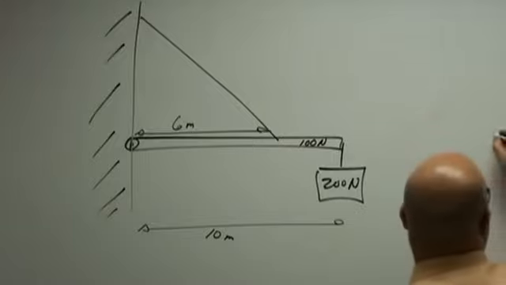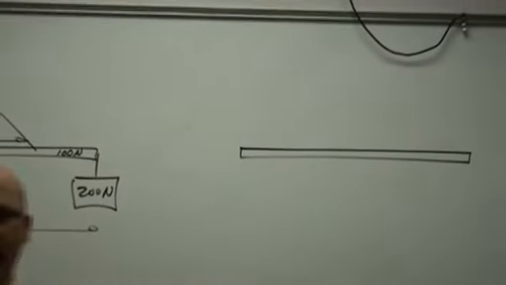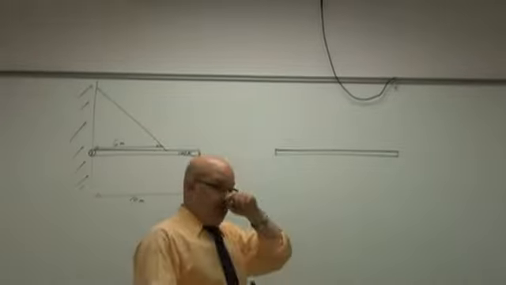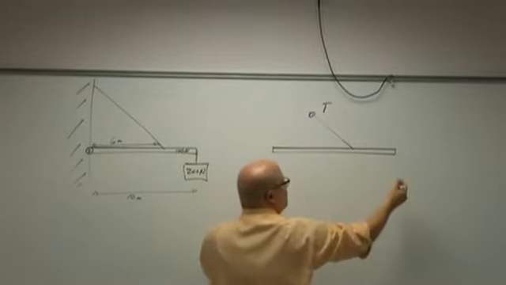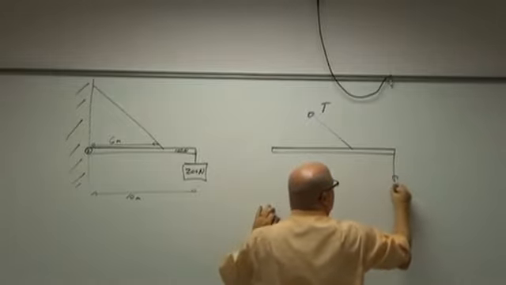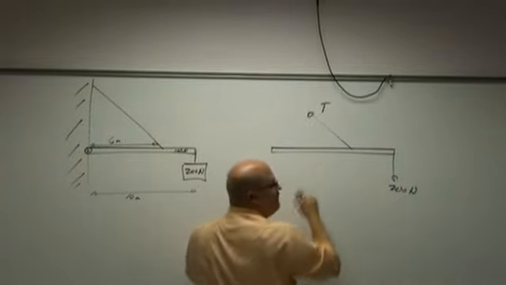The bar. All right, what are all the forces on the bar? The tension, 200 newtons. Okay, we've got a tension right here. What else? We've got 200 newtons here. What else? Ooh, the center of gravity one.